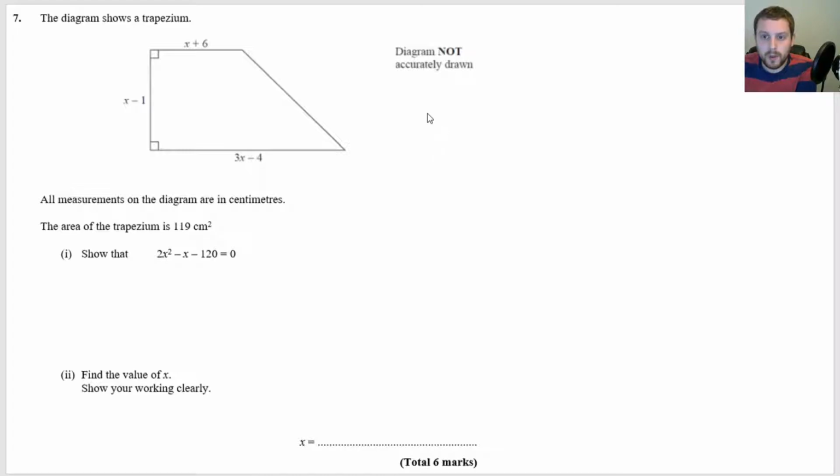So what you would do is add up the two parallel sides. You've got x plus 6 and then plus 3x minus 4. So let's just simplify that first of all. That's 4x plus 2. And then what we would do is times that by how tall it is.